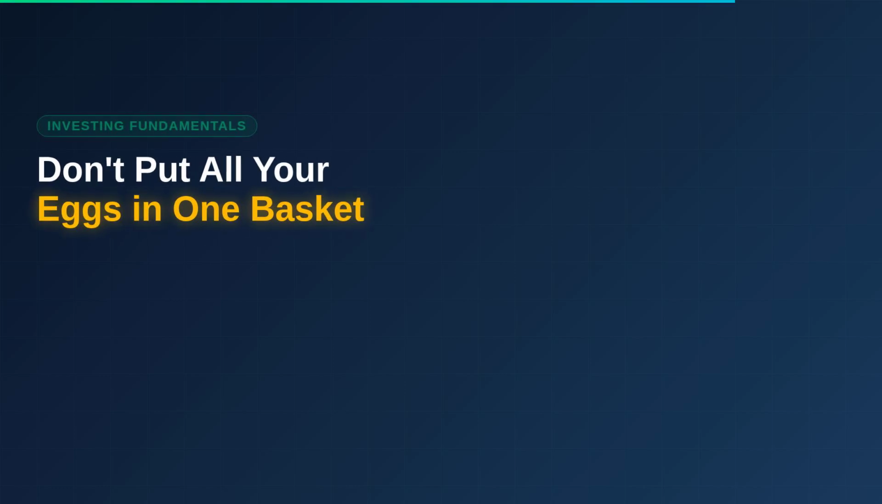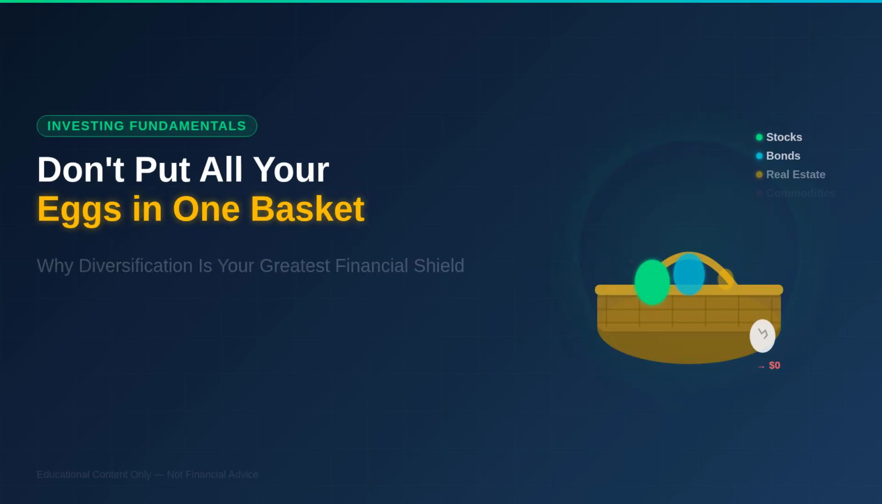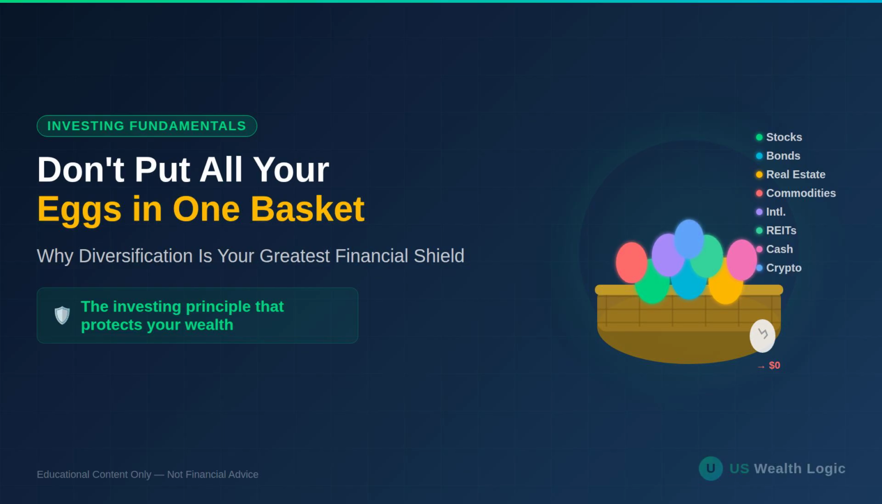Here's a question for you. What happens if you bet everything on one stock, and it goes to zero? It's not a hypothetical. It happened to people who put their savings into Enron, Lehman Brothers, and even well-known companies that seemed untouchable. Today, we're talking about diversification, the single most important risk management tool available to everyday investors.